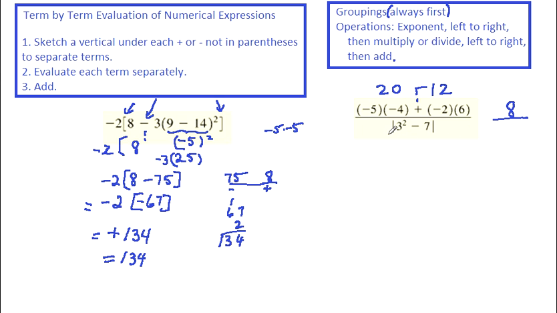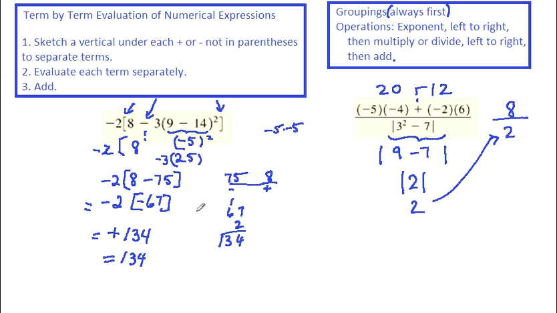Now you have to get this all the way down to a number value. Okay, so we're inside the absolute value symbol. We have 3 squared, which is 3 times 3, or 9, minus 7. And keep going till it's a single number in there. 9 minus 7 is 2. And then you can take its absolute value and get the number 2. So that's what goes right here.